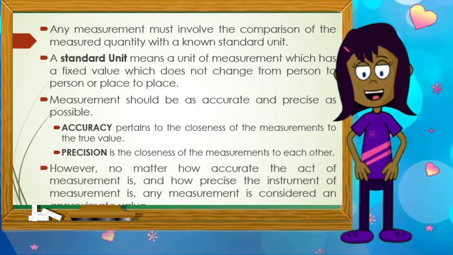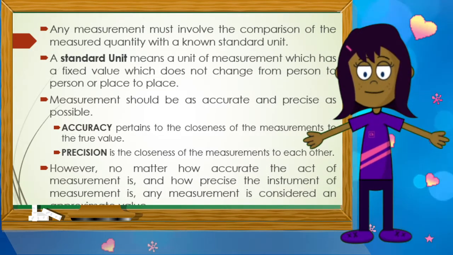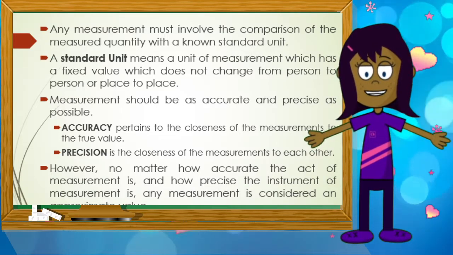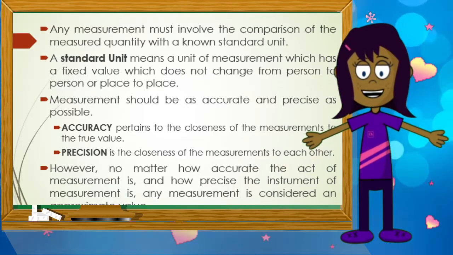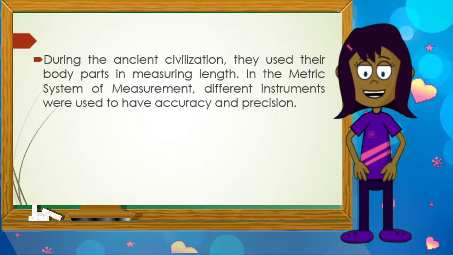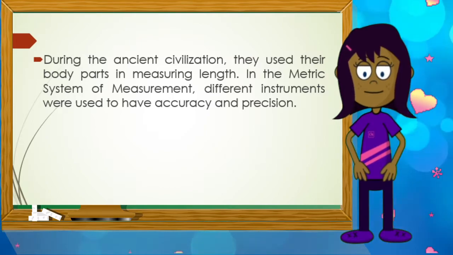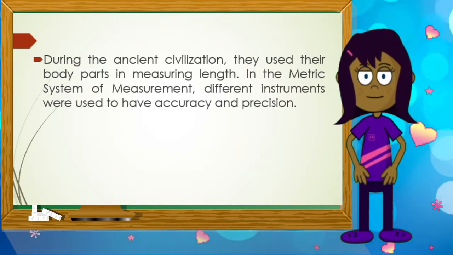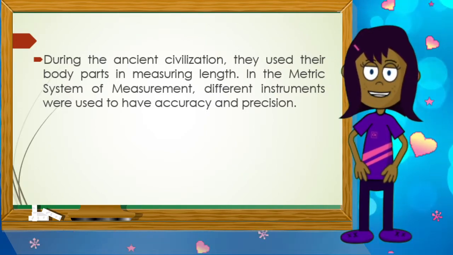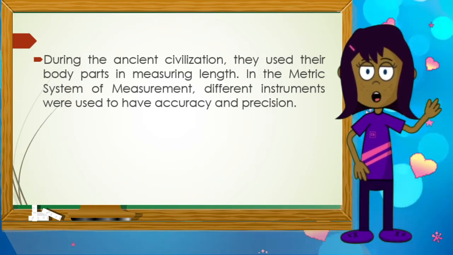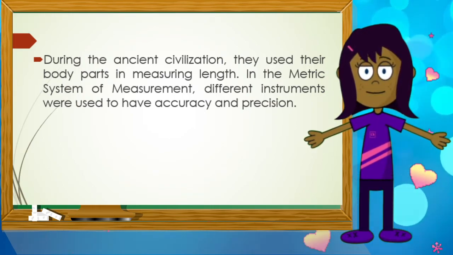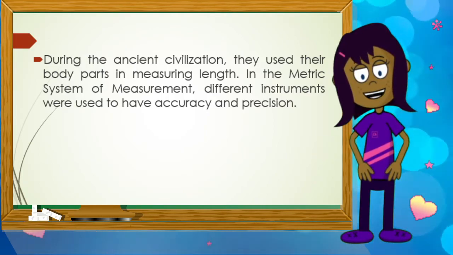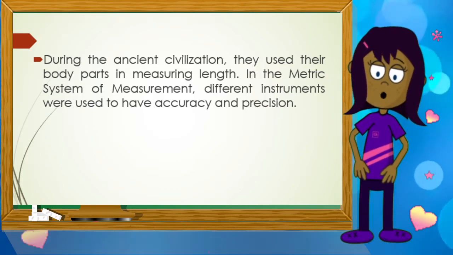However, no matter how accurate the act of measurement is and how precise the instrument of measurement is, any measurement is considered an approximate value. During the ancient civilization, our ancestors used their body parts in measuring length. For example, they made use of their palms, their feet, any parts of the body, to measure length. But in the metric system of measurement, there are already instruments that are used to have accuracy and precision.